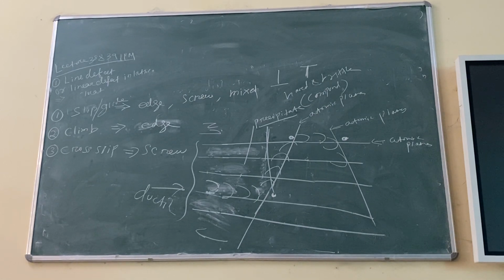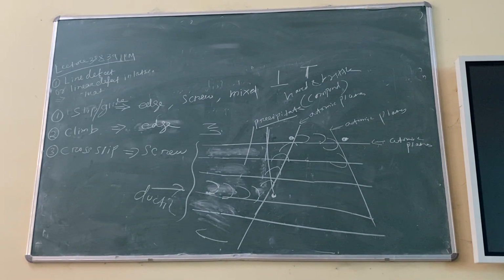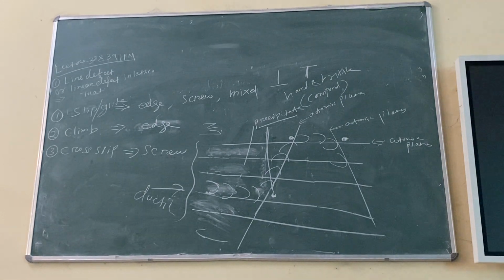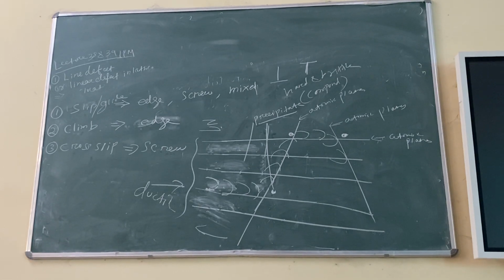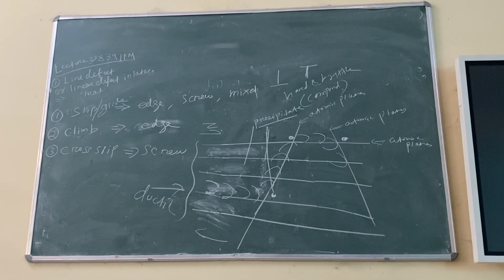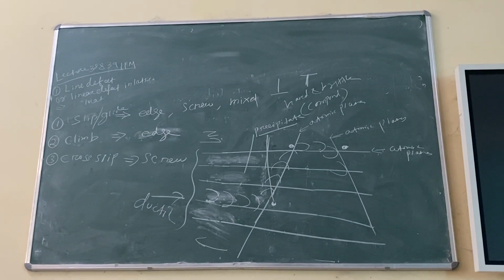But if you add chromium, the size of chromium and iron are nearly the same. So there will be little distortion. Distortion will be there, but it will be less. The strain field will be less. So a dislocation can come over this kind of strain field if you apply a little load, right? So one is called solid solution strengthening, one is called precipitation strengthening. One example I have just given you.